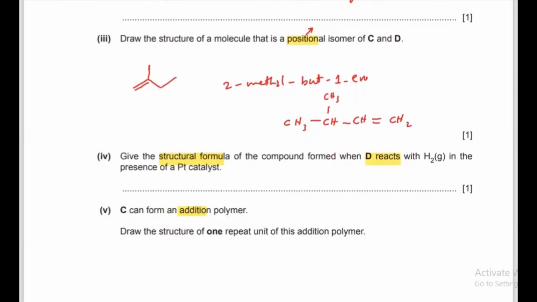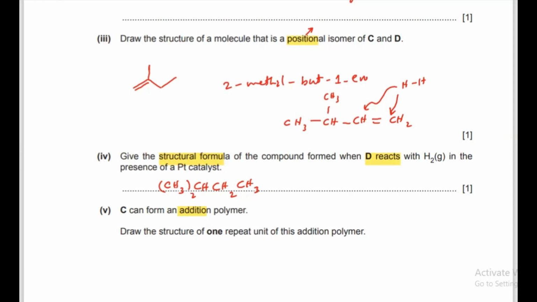So if we add hydrogen, we can say this is a CH3 two times, then CH, and then CH2, and then CH3. Because if we add the hydrogen, hydrogen will be added here or here, and we have to remove the double bond. So this will become CH2, CH3. So this part is CH2, CH3. The rest of the part should be copied. So C can form an addition polymer.